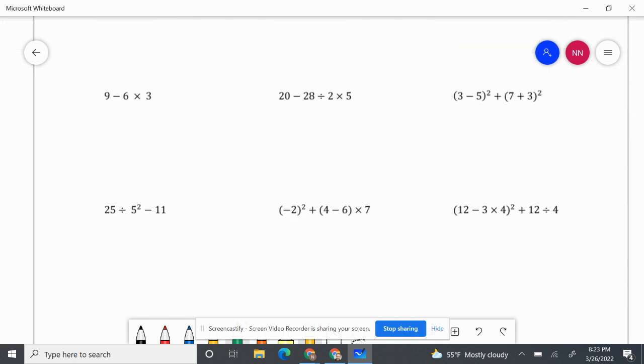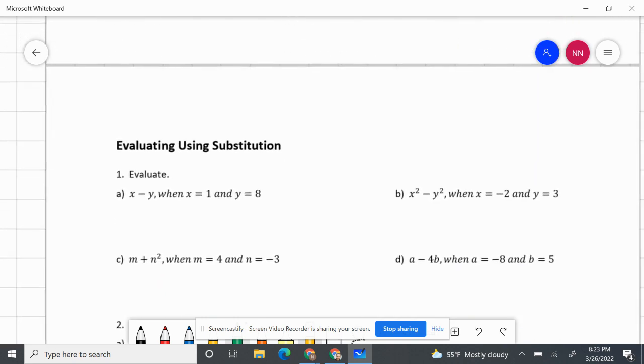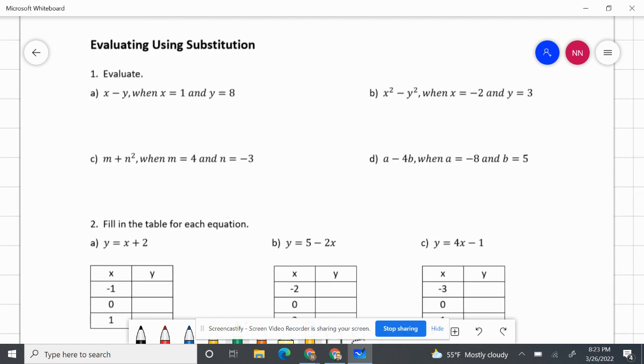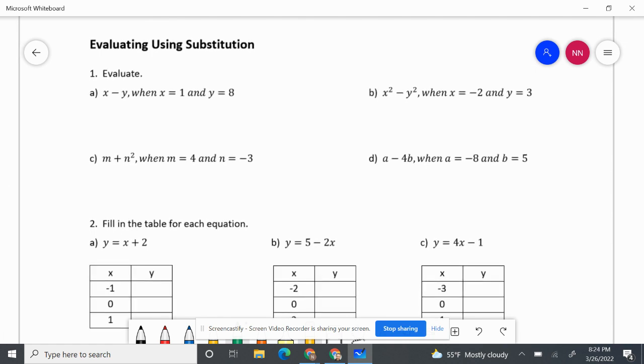Now, the next one that we're going to look at is evaluating using substitution. So with substitution, what we see is that x is equal to 1 and y is equal to 8. So we're going to plug in the 1 in for the x. We're going to plug in the 8 in for the y. 1 minus 8 is negative 7.